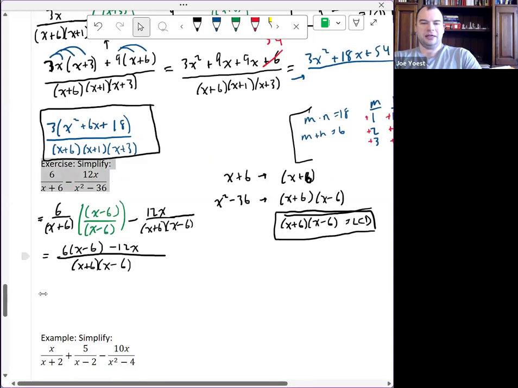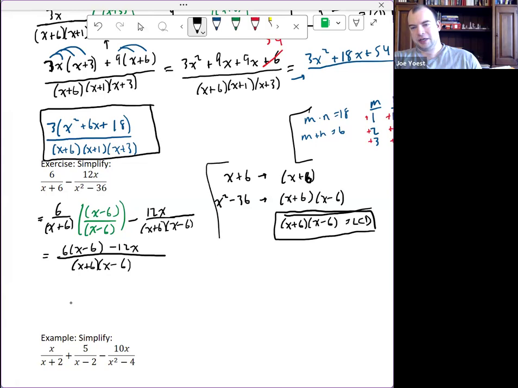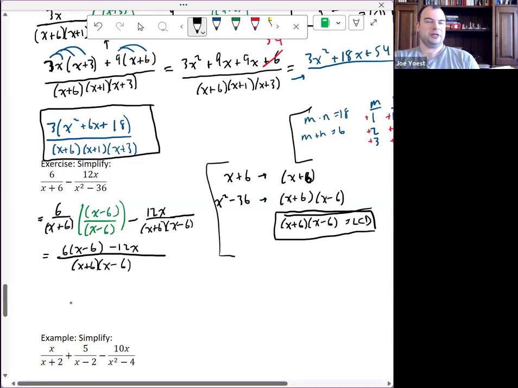And the next one, simplify 6 over x plus 6 minus 12x over x squared minus 36. Again, we come off to the side over here. We look at our factorizations. This is just the equivalent of getting the prime factorization if we were dealing with numerical fractions. So x plus 6, well, that's just the prime component. This is just x plus 6.